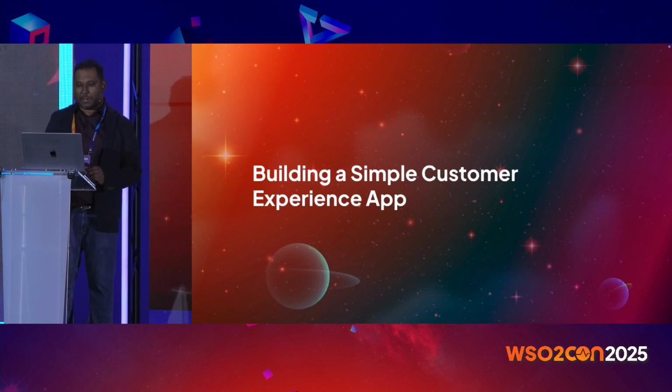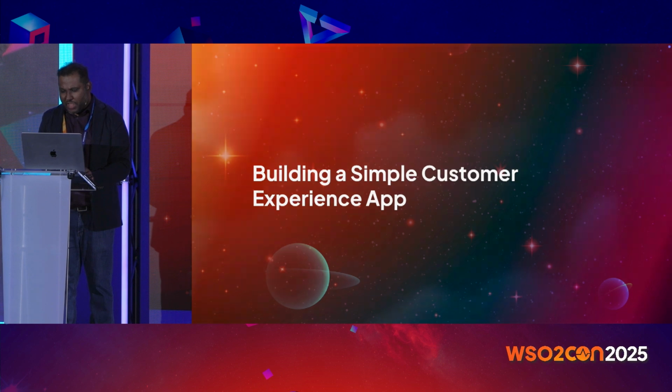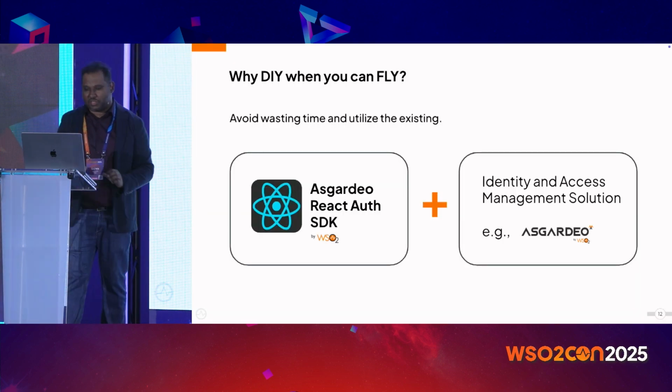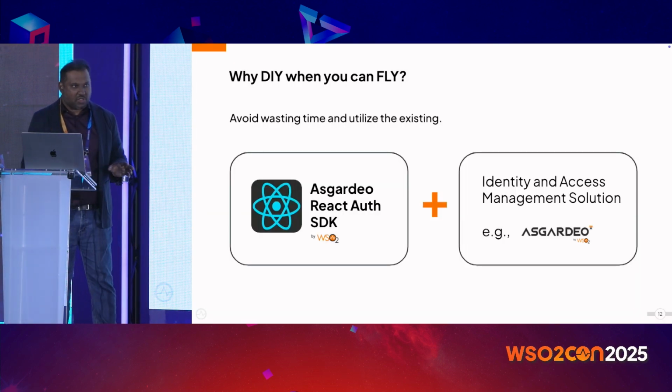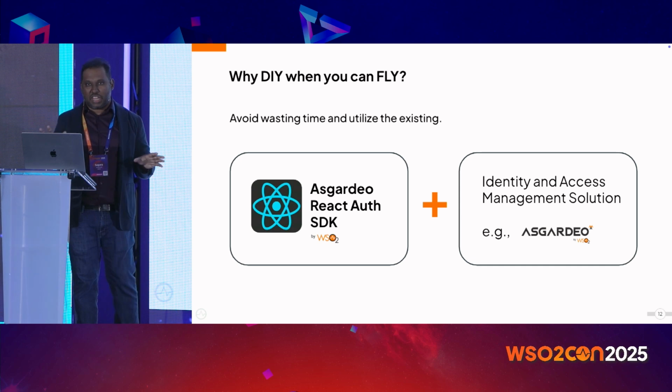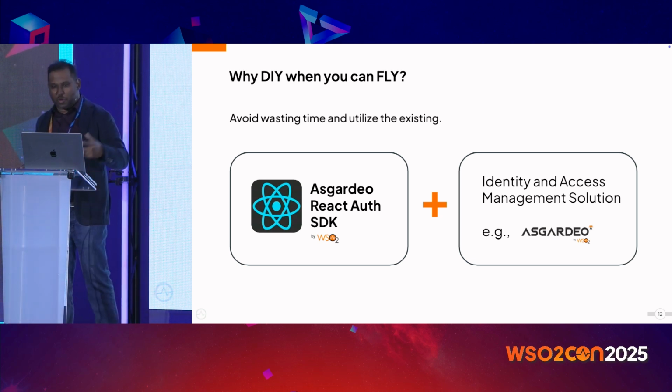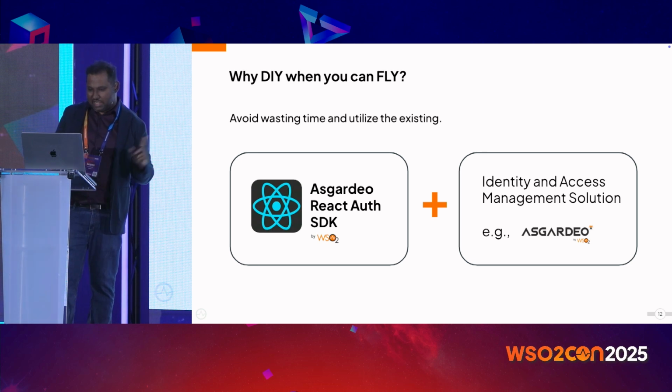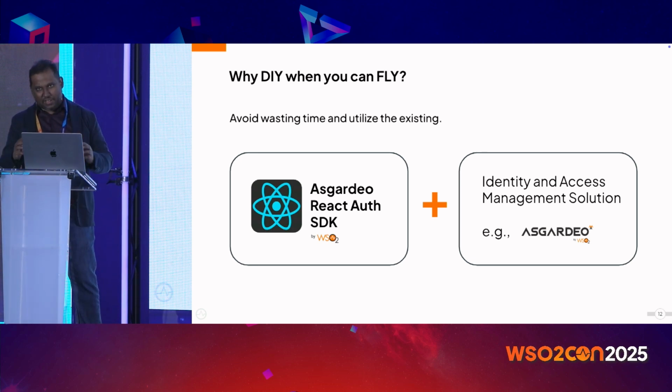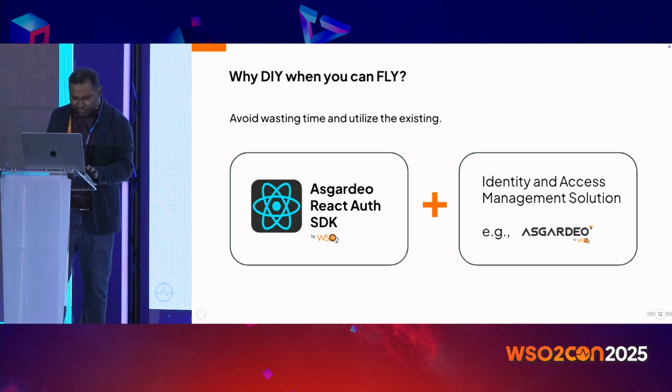Now we are going to create a real-world application. For that, I'm going to use the Asgardeo React SDK. So we provide a set of SDKs for a lot of front-end technologies, JavaScript-based technologies, .NET, Spring Boot. We provide a set of SDKs. So I'm going to pick one of these SDKs, the React SDK, and I'm going to build a very small application.